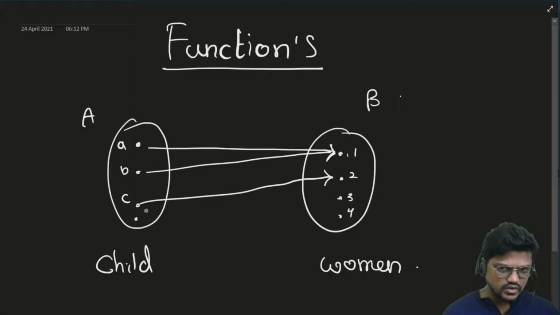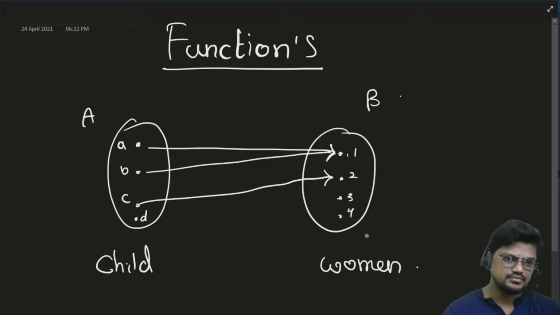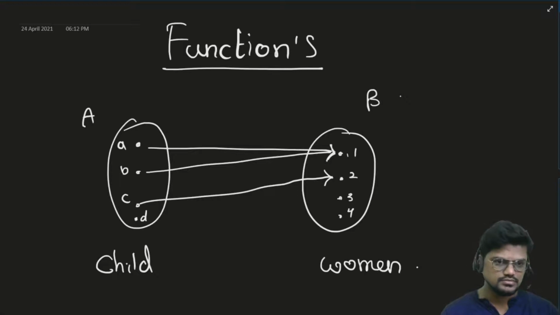Suppose there is one more D over here, then can I say it is a function? No, then I cannot say that it is a function because this child does not have any mother, right? If a child does not have any mother, then there is a problem, then it is not a function. See why I'm giving this child and woman example: to understand and to remember. Are you getting it? Yes, please type in the chat box. Yeah, very good. So why am I giving this child and woman example? Just to understand and to remember.